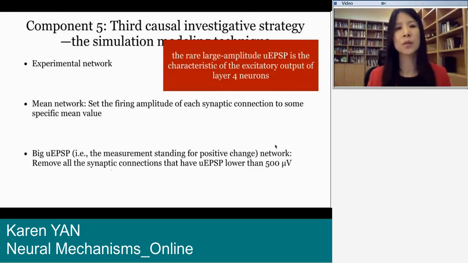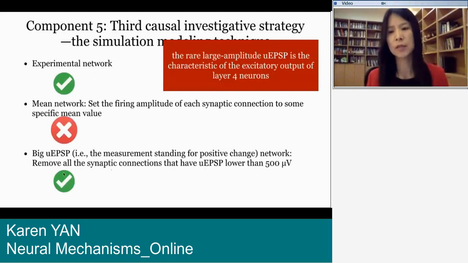And so in the actual network, they do observe that their layer 4 neurons usually send strong output to other neurons in other layers. So check, it has this characteristic. And so does the third network, the BUEPSP, has this characteristic as well. But the Ming network doesn't have this characteristic. That's why they designed the simulation experiment this way. They want to figure out whether this is actually the difference maker.